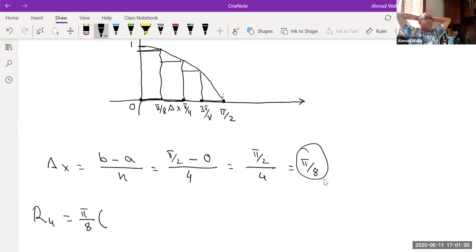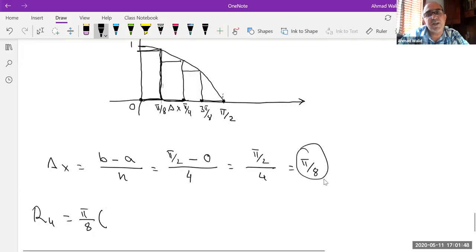How much is this length? If here is pi over 8, how much is this length? What is the function? How much is this length? Cosine of what? Pi over 8, right?